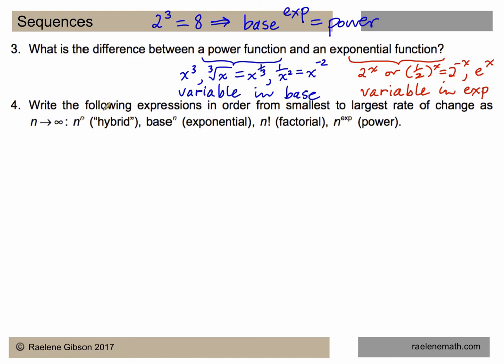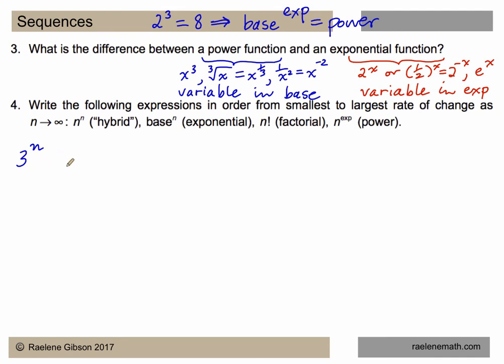A hybrid function is a combination of having the variable in the base and in the exponent, and so we can see that it makes sense that it should be faster than either one of these. But let's take a look at each of these separately. Let's take a look at the power function. We are now replacing the continuous variable x with the discrete variable n. So n is an integer, whereas x was a real value.